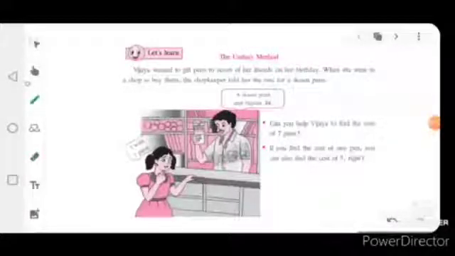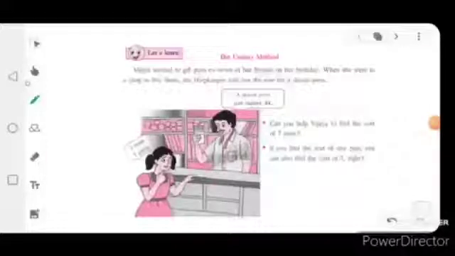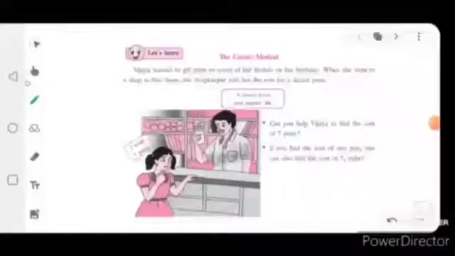Students, in the previous video we learned about ratio and proportion, how we can find the ratio of different units or things, and how we can convert measuring units: liters into milliliters, kilograms into grams, meters into centimeters, and so on. Now, in this video we are going to learn about the unitary method. So let's learn with the help of examples.